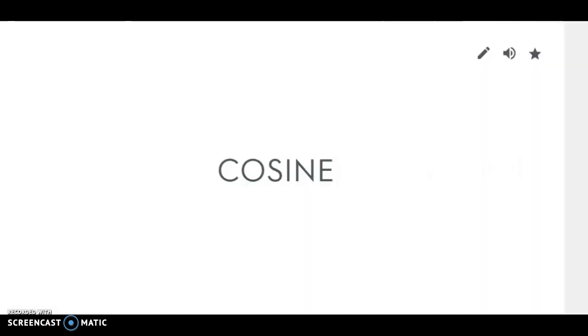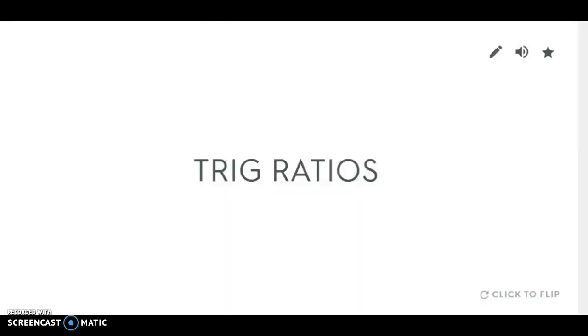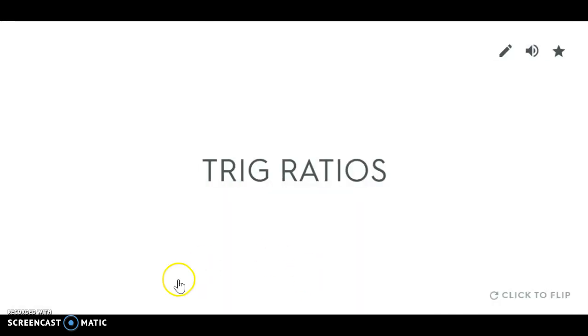So the three trig ratios you have are sine, cosine, tangent, and you have to use them with a right triangle. And when you take notes, you'll see how you're able to use them.